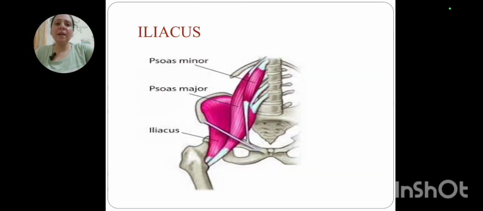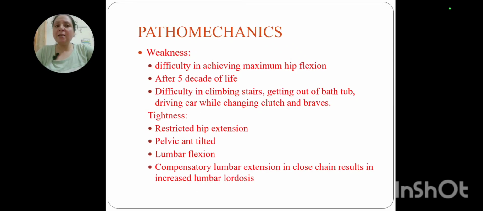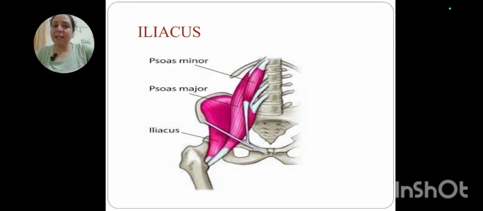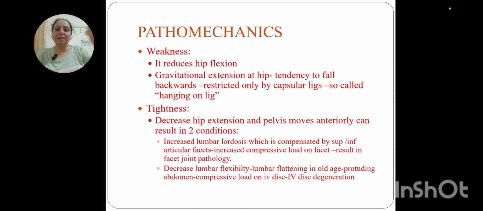I want to show this again. Now in psoas major pathomechanics, the weakness was difficulty in climbing, and there was a restriction in hip flexion, and there were no compensatory changes in the lumbar spine. Why so? Because it was a stabilizer of the lumbar spine and it is bringing about flexion of the lumbar spine. But the iliacus muscle is not arising from the lumbar spine, it is arising from the iliac crest, and it is going to the lesser trochanter. So there is no role of the lumbar spine, and herein you see the compensatory changes which are happening are at the lumbar spine.